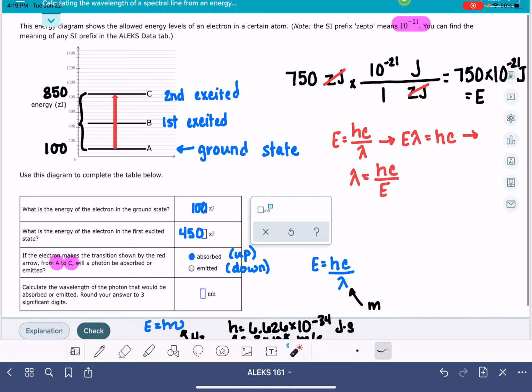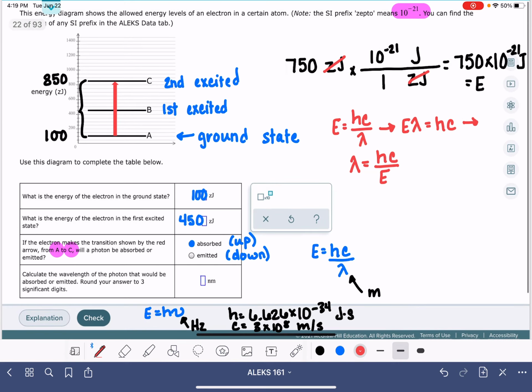So doing this, what I've done is put all of the variables that I know on the same side of the equal sign, and the variable that I'm trying to figure out, the wavelength, is all by itself. So all I have to do now is just plug in all of these numbers.